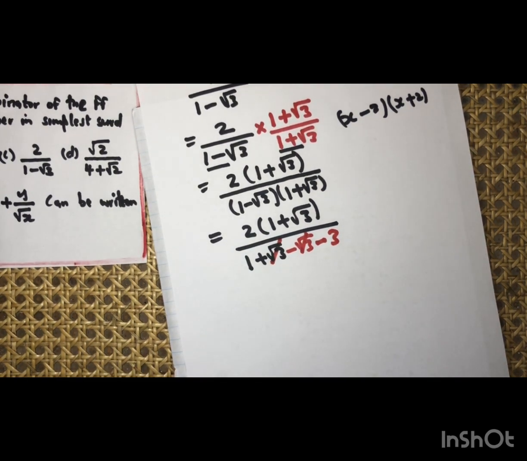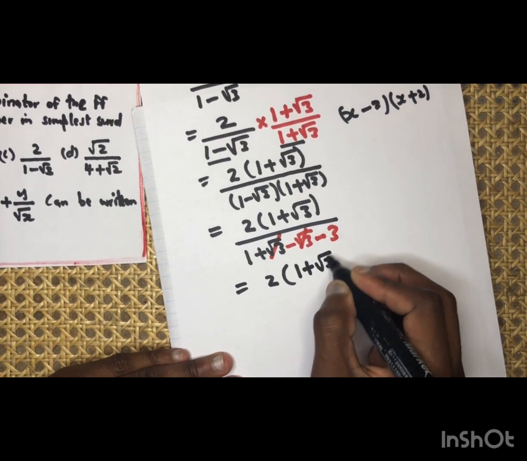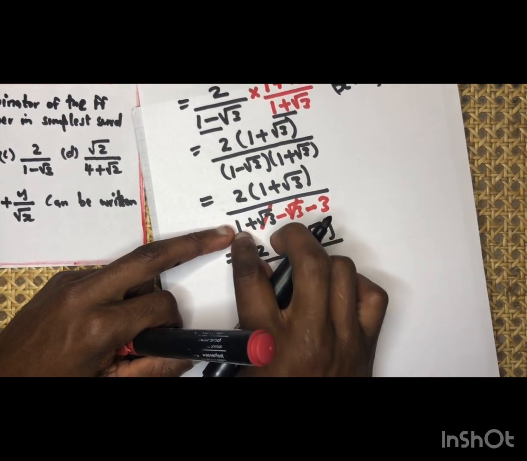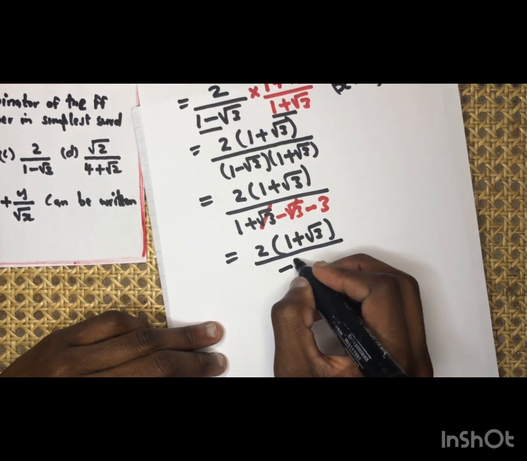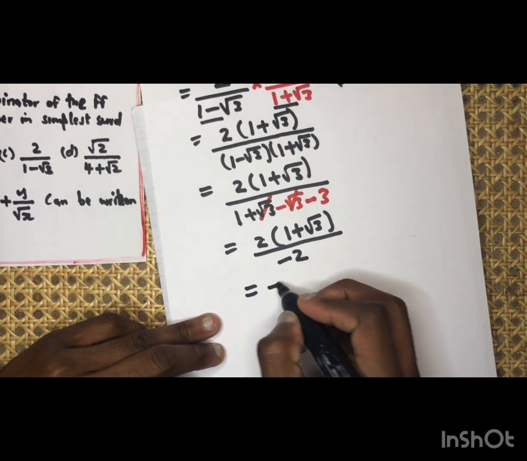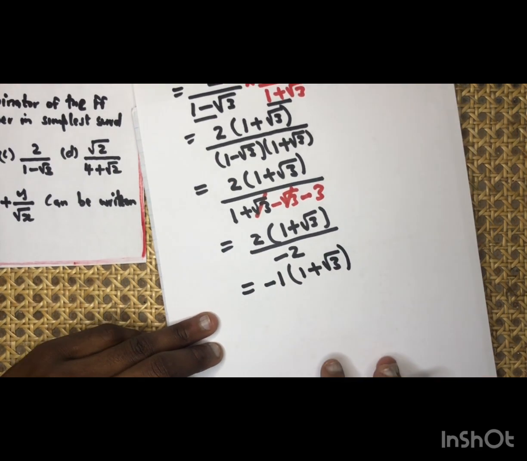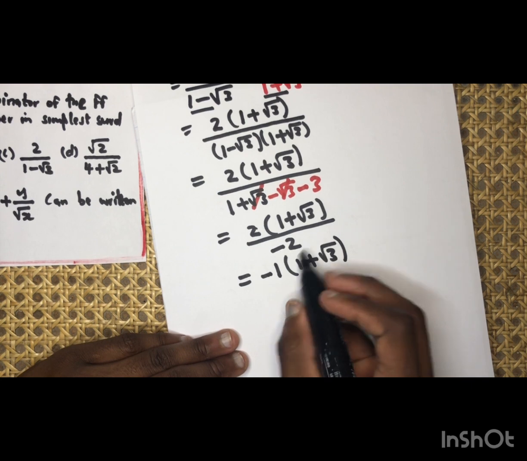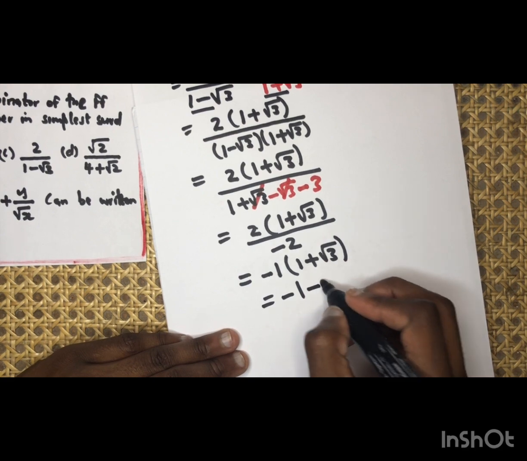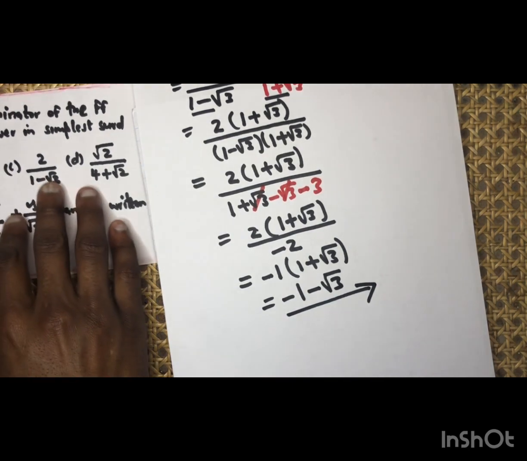So now I'm left with what? I'm left with 2 on the numerator times 1 plus root 3. Then in the denominator, we're left with 1 minus 3. So 1 minus 3 guys give us what? Give us negative 2. So it's easy now. So I'm going to say here 2 divided by negative 2 is negative 1 into 1 plus root 3. Then you need to open your brackets. So negative 1 times positive 1 is negative 1. Negative 1 times positive root 3 is negative root 3. So that's your final answer for number C guys.